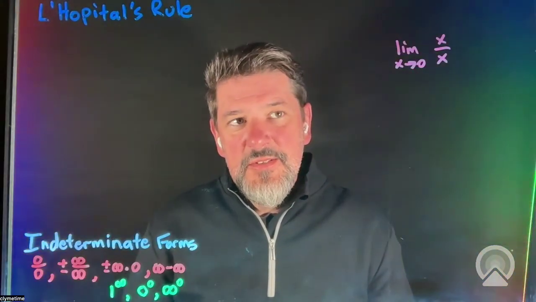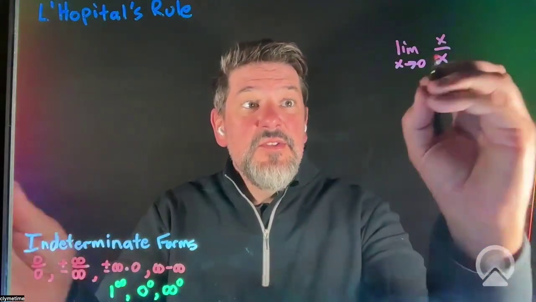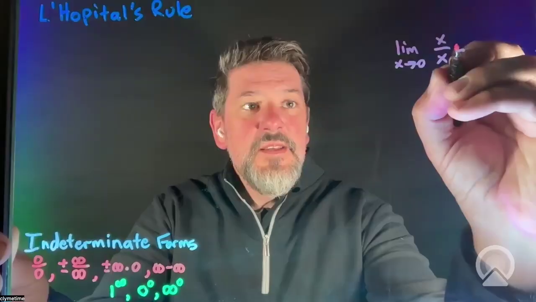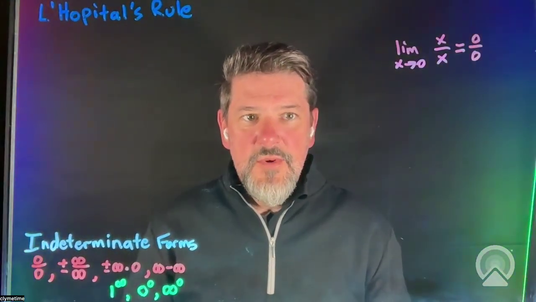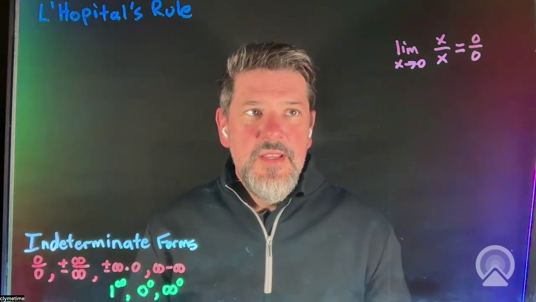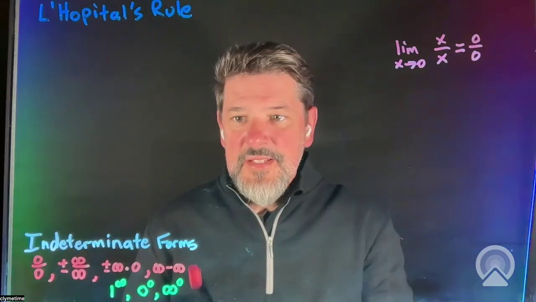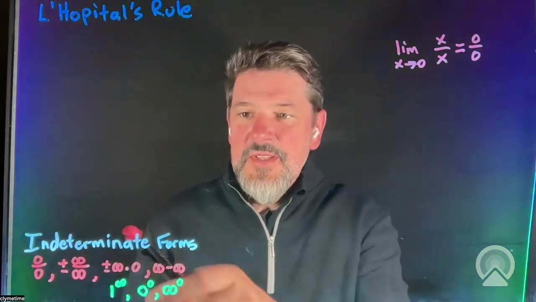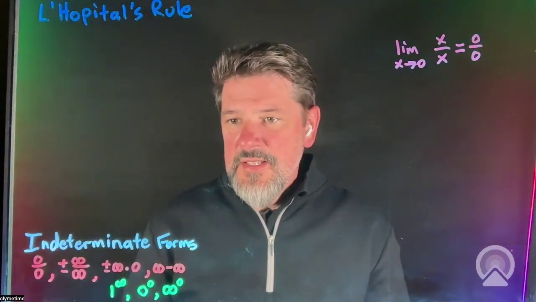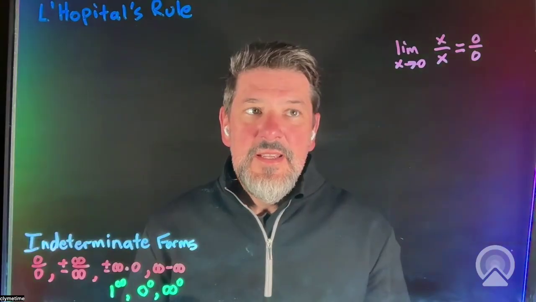Well, our first strategy in trying to find a limit is to just plug in. So if I just plug in, I'm going to get 0 over 0. What is 0 over 0? And the answer is it's indeterminate. In fact, I have many of the indeterminate forms here. There might be more, but these are the ones that you'll see in calculus. And one of them is 0 over 0. 0 over 0 is called indeterminate.